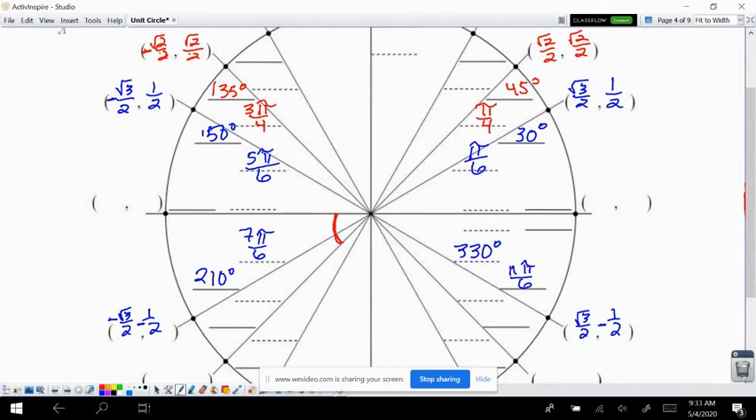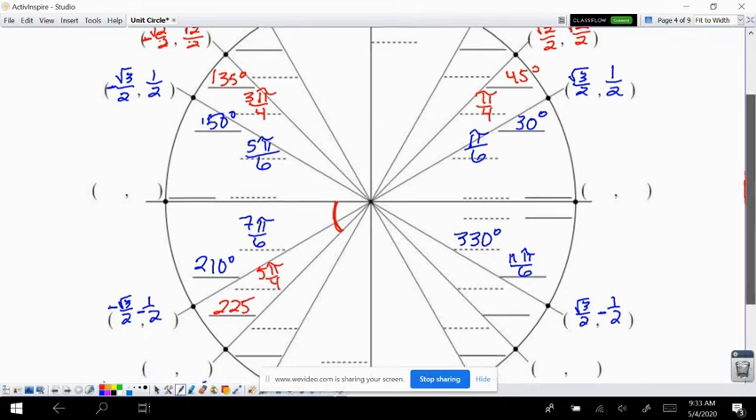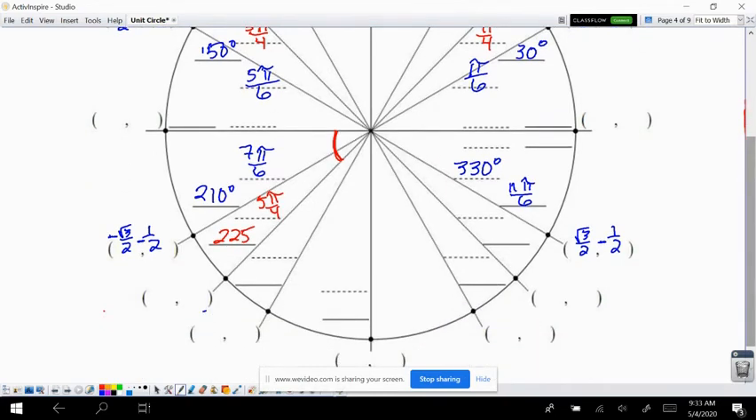That's 180 plus 45, which would take us to 225, which is the same as 5 pi over 4. It would create the same 45, 45, 90 triangle when we look at the reference angle. So root 2 over 2 for cosine, root 2 over 2 for sine. In the third quadrant, both are negative.